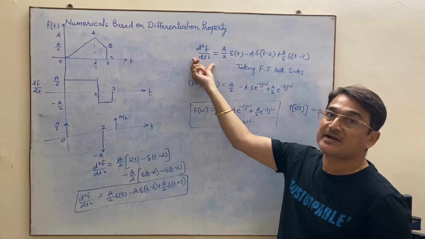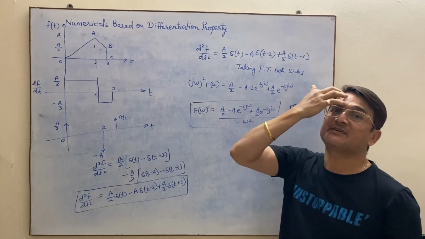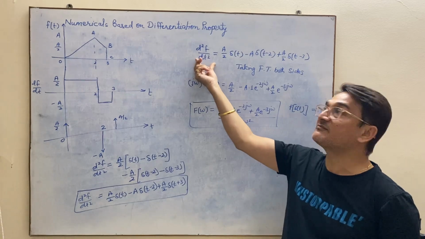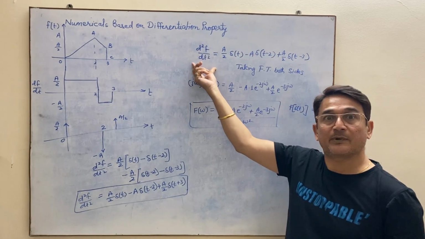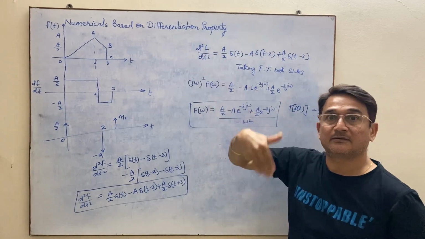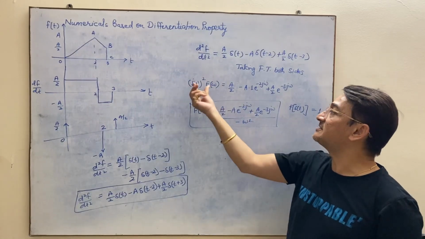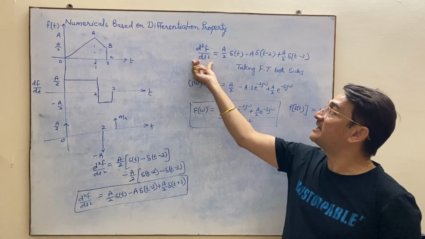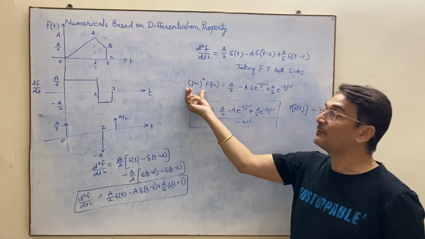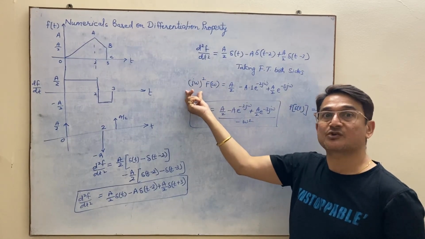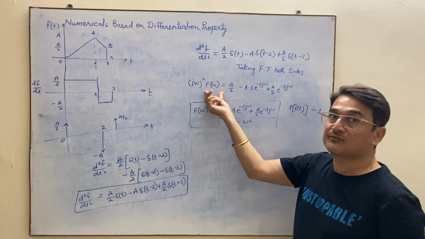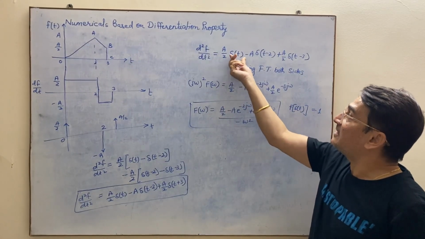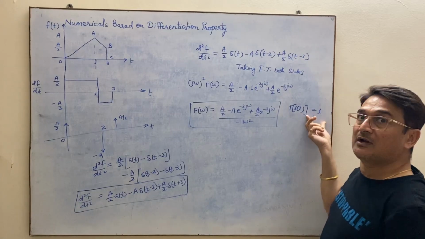This is d square f by dt square. This is a time differentiation property, and we know that the Fourier transform of df by dt is j omega F(omega), and however many times you differentiate, j omega will get the same power. So you are differentiating this equation twice, so j omega will have a power of 2, or square. So this is (j omega) square F(omega) minus a by 2 delta t. Delta t's Fourier transform is 1.